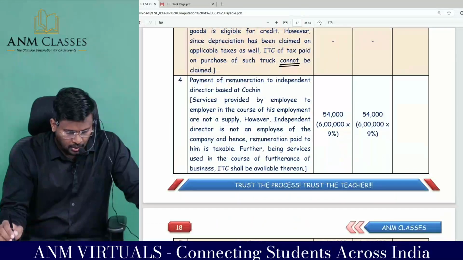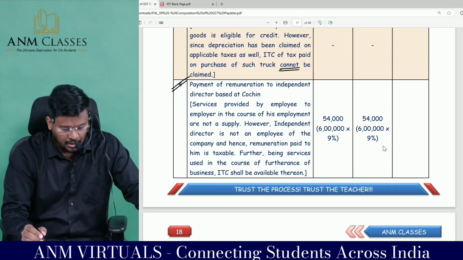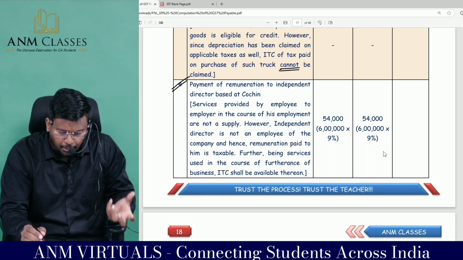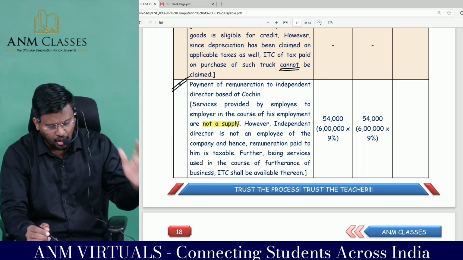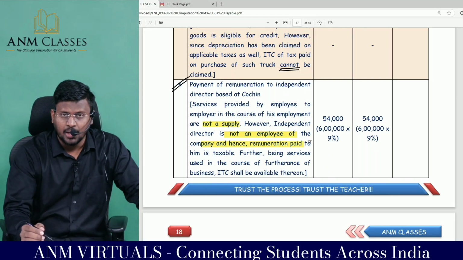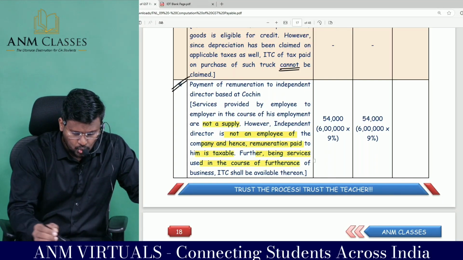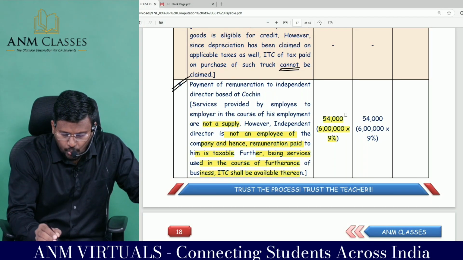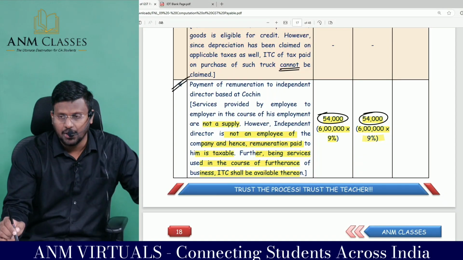Here also, payment of remuneration to an independent director is based on what? Services provided by an employee to the employer in the course of employment are not a supply. It is neither a supply of goods nor a supply of services. However, an independent director is not an employee of the company, and the remuneration paid to him is taxable. Further, being services used in the course or furtherance of business, ITC shall be available. 6 lakh into 9% and 6 lakh into 9% comes to 54,000.